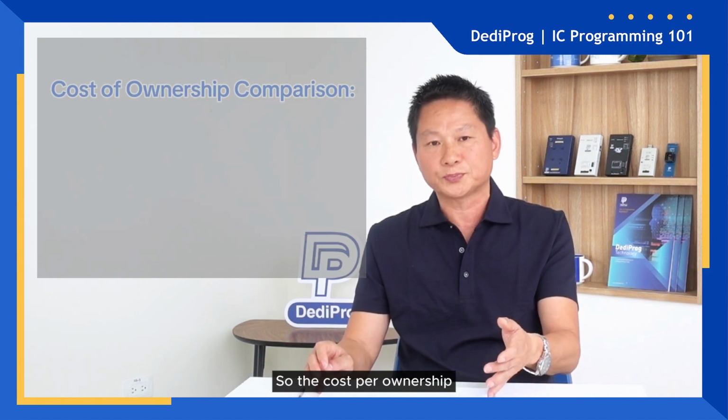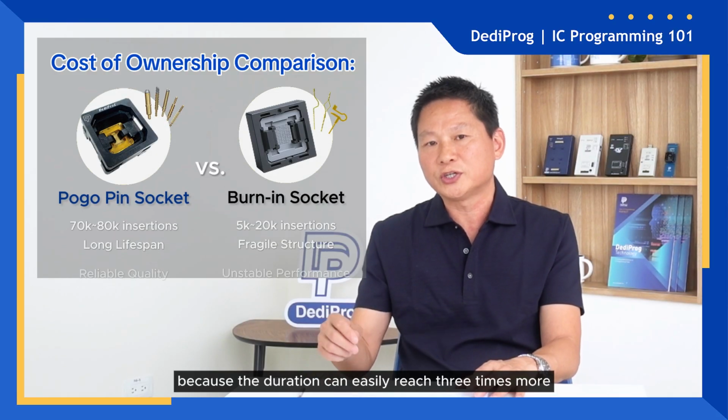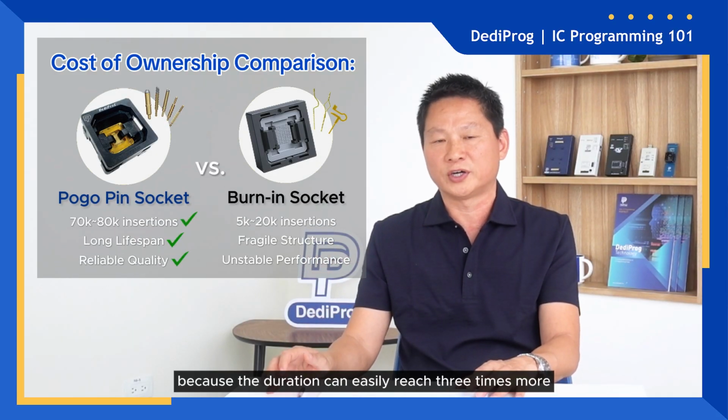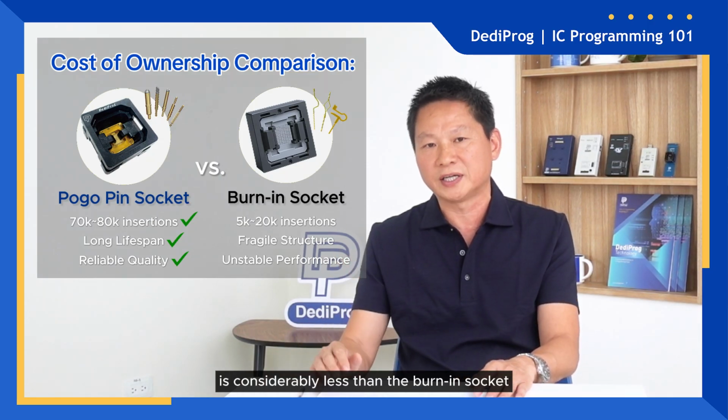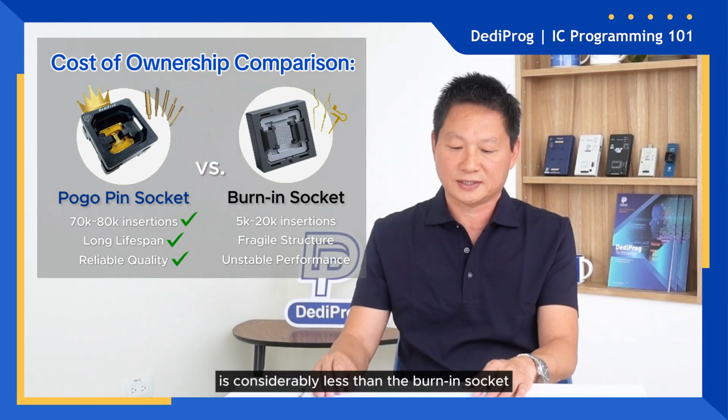So for the cost of ownership, because the duration can easily reach three times more than the burn-in socket, the cost of ownership of a Pogo Pin socket is considerably less than the burn-in sockets.